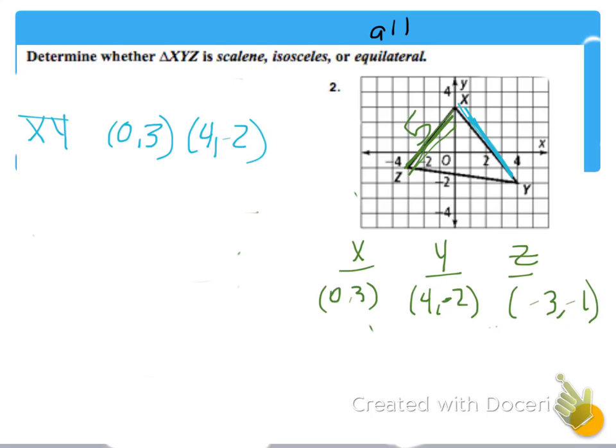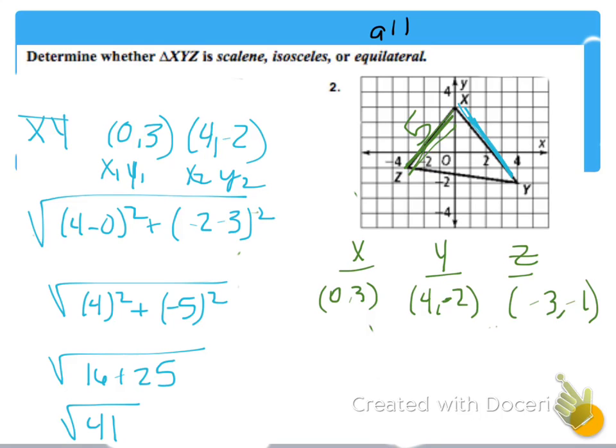So here are the 2 points I'm going to use, and I'm going to plug them into my distance formula again with x1, y1, x2, y2. And that is the square root of 41. Now we've got to check our last side to see what our last side is going to be.